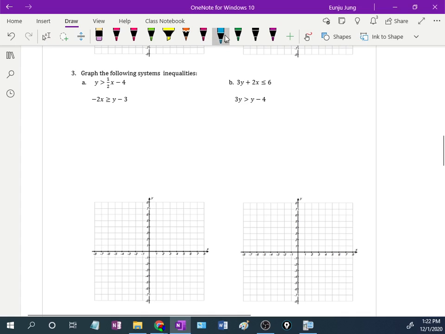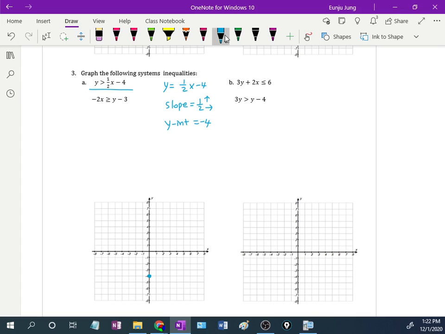So let's look at the first one, and I'll graph this with blue. Let's start with this equation. When I graph this equation, the slope is 1/2 and the y-intercept is -4. So go to -4 on the y-axis, and 1/2 means 1 up, 2 to the right: rise over run. Positive numbers are up or to the right.